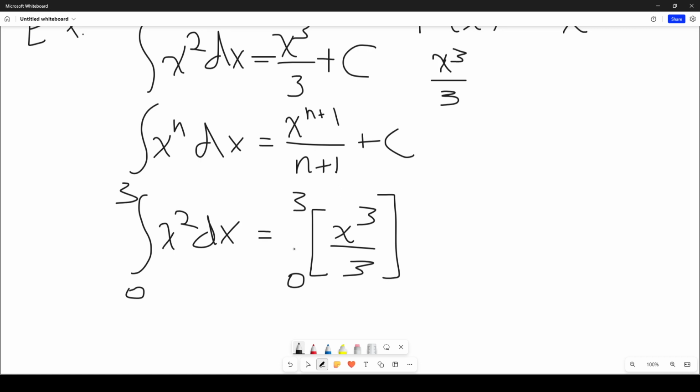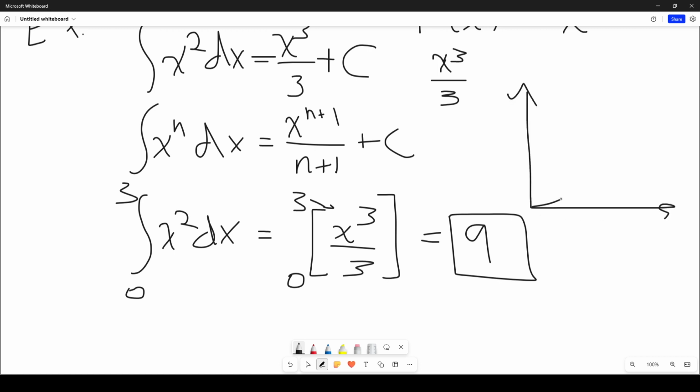So this is what we have. And what this means is plug 3 in there, and then subtract what you get when you plug 0 in there. Luckily, when we plug 0 in, we get 0. So let's just focus on the 3. We get 3 cubed, which is 27, over 3 equals 9. And to understand this graphically, if this is x squared, then we're going from 0 to x equals 3. And it's this whole area right here, which is great. We know this is now 9.